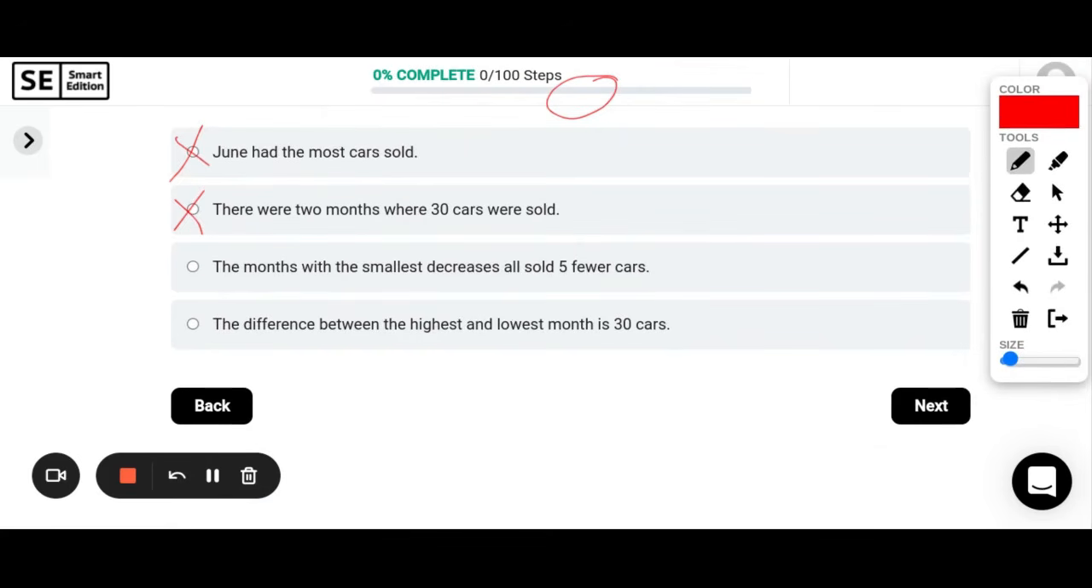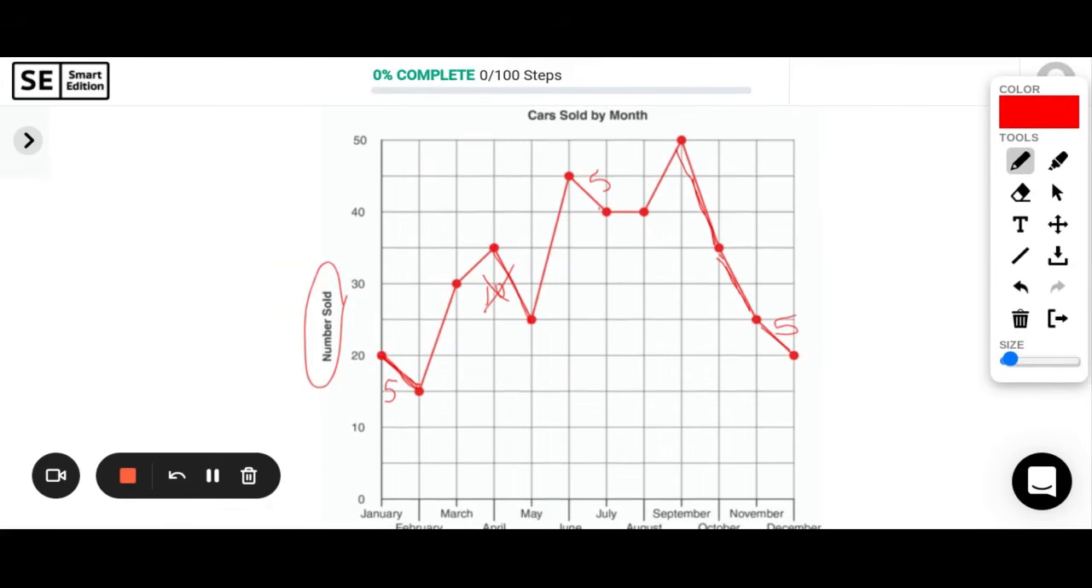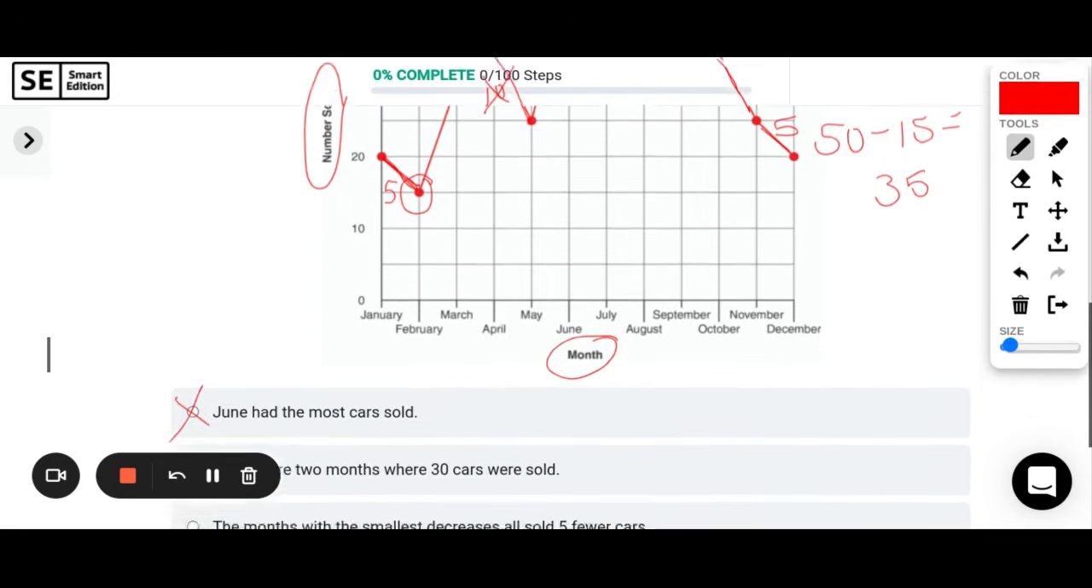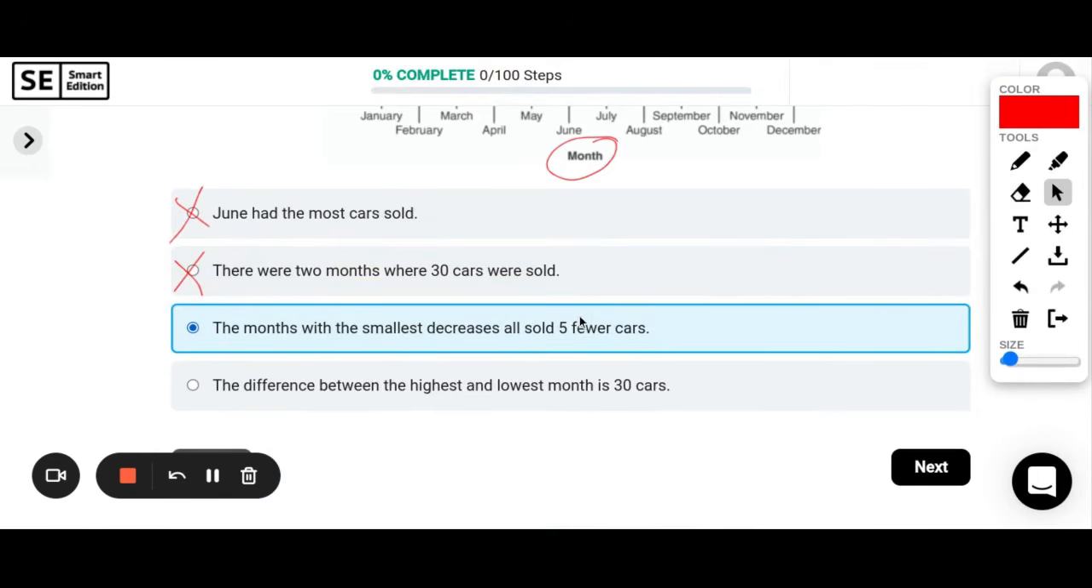And then the last one, just to double check, the difference between the highest and lowest month is 30 cars. So the highest month is 50. The lowest month is 15. 50 minus 15 is actually 35. So that does not work out. Looks like we are going with this one. That is our best answer.